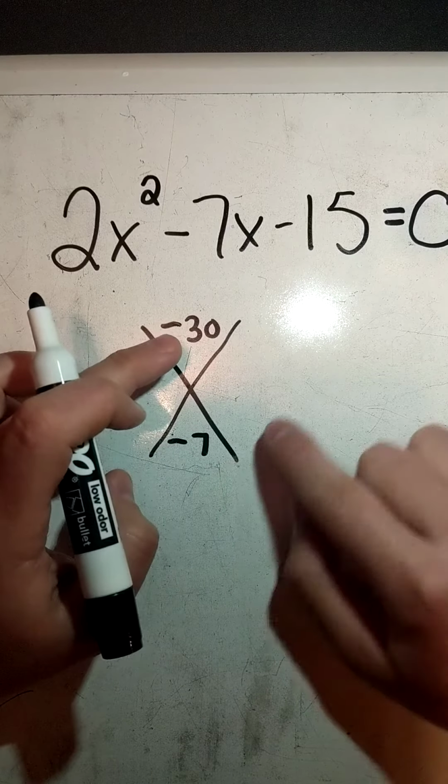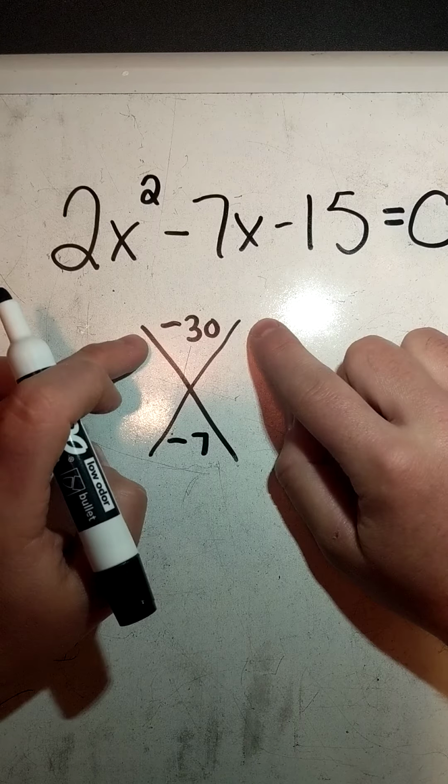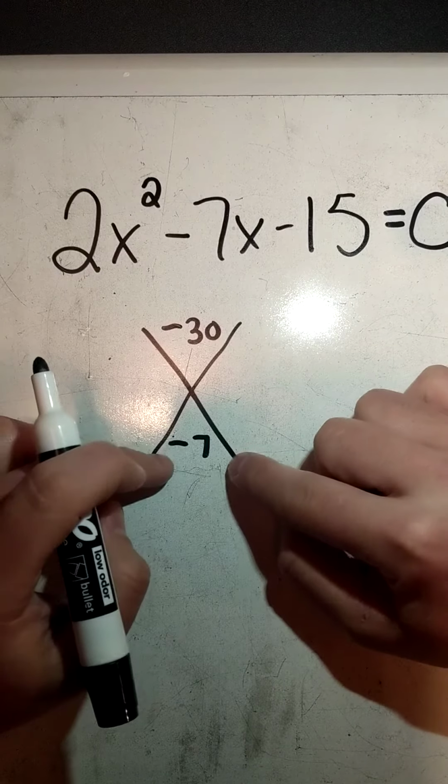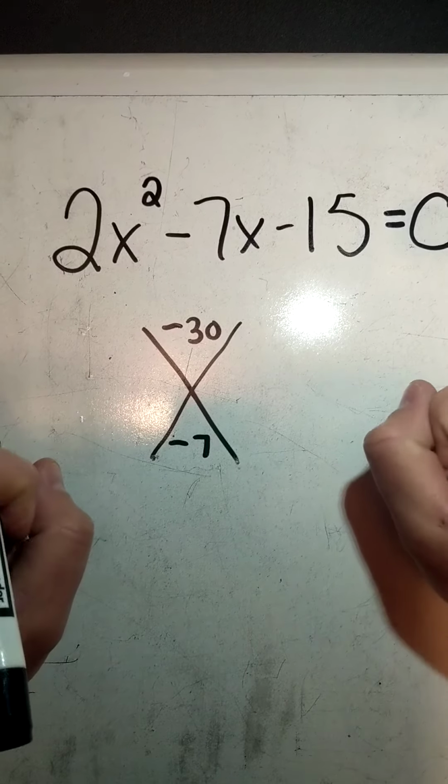We're going to be subtracting because to get negative 30, it has to be a positive times a negative. And after we subtract those two factors, the bigger factor will be negative. And when we combine them, we should get negative 7.